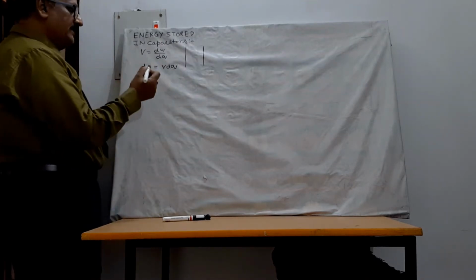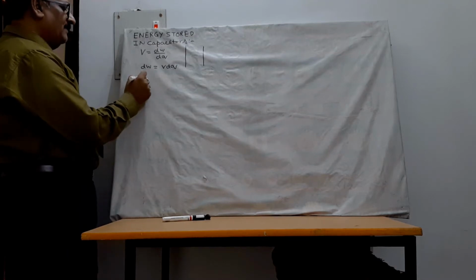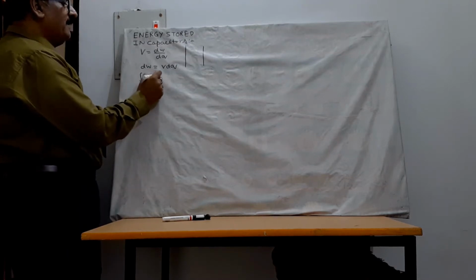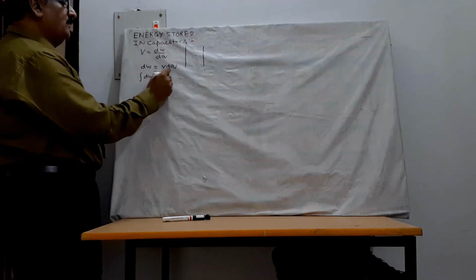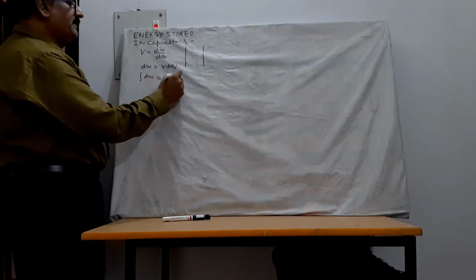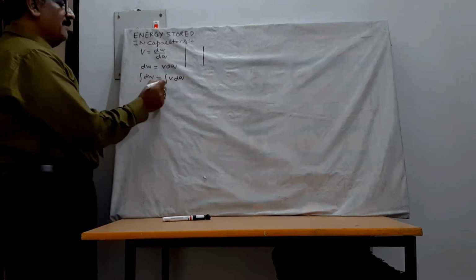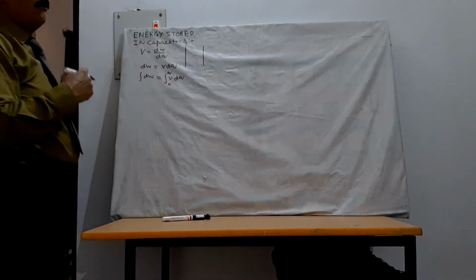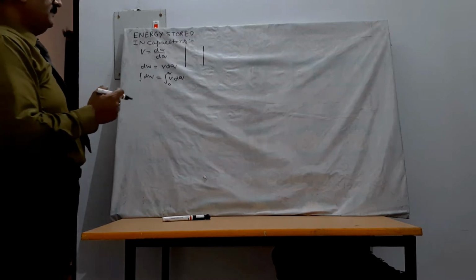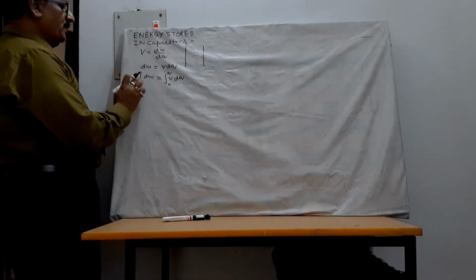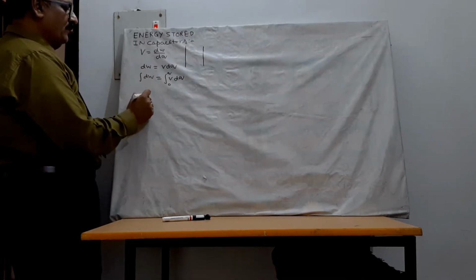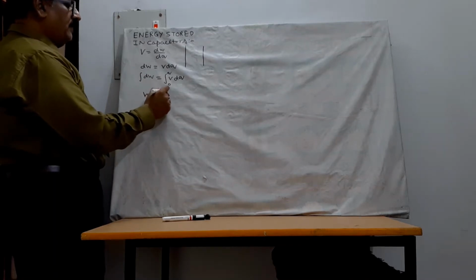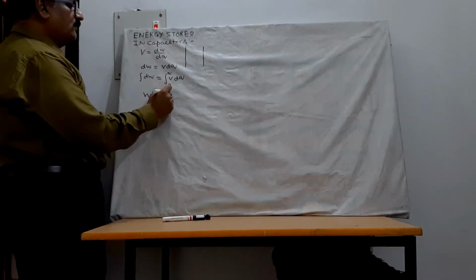Now integrate both the sides. dW will be equal to V dQ. Initial charge on the capacitor is 0 and final charge is Q, so I have put limit of integration 0 to Q. Integration of dW, W is equal to the integral from 0 to Q.